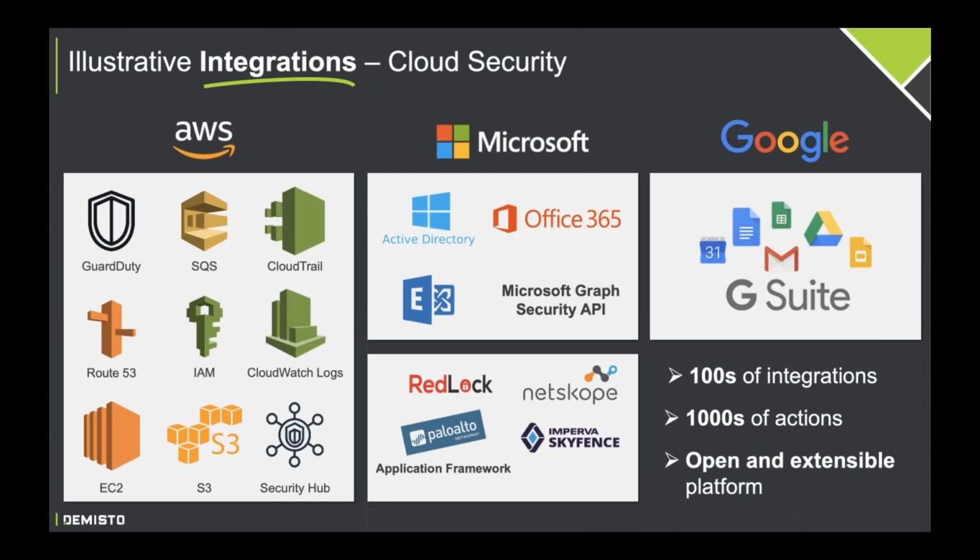And to respond to these new cloud security challenges, we have built-in, out-of-the-box integrations in the cloud security space. We integrate with the cloud infrastructure providers such as AWS, with all services across the AWS security value chain. We also integrate with other cloud platforms such as Microsoft and Google, as well as cloud threat defense products such as Redlock, the Palo Alto Application Framework, and leading CASB providers such as Netskope and Imperva. And all of these integrations also expose thousands of security actions that can be readily used by security analysts to create playbooks.